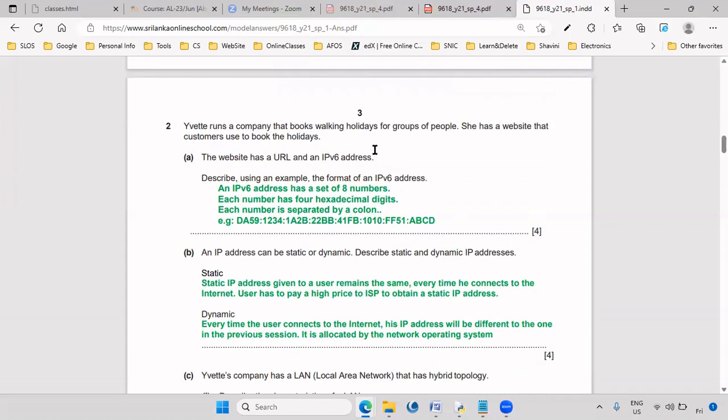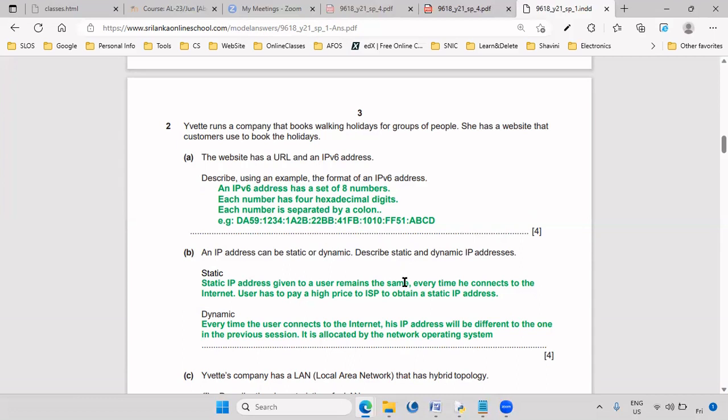Eve runs a company that books walking holidays for groups of people. She has a website that customers use to book the holidays. The website has a URL and an IPv6 address. Describe, using an example, the format of an IPv6 address.